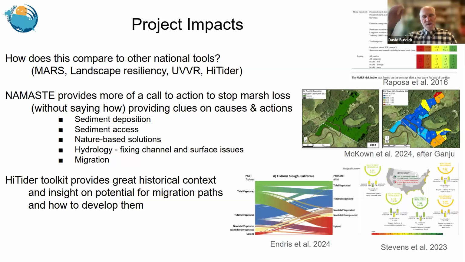But it does provide clues on causes and actions. This leads to the next phase: what is your system or your region really thinking about in terms of marsh restoration, or restoring or preserving marshes, or increasing resilience from sediment deposition, freeing up sediment so that there's more sediment in the water column, nature-based solutions like living shorelines. I work a lot on hydrology, fixing channel and surface hydrology issues, and marsh migration is really big and important.